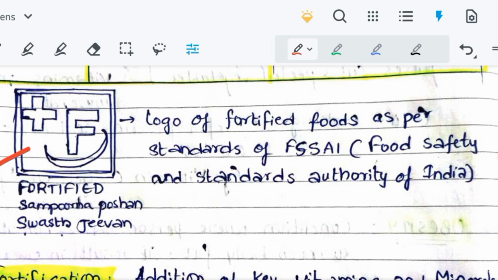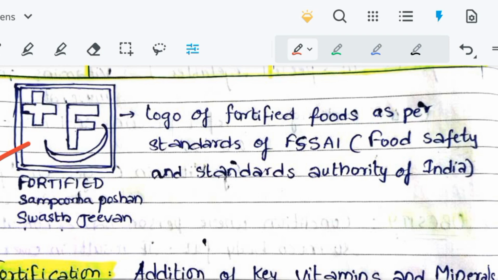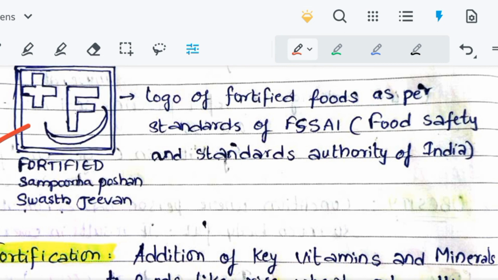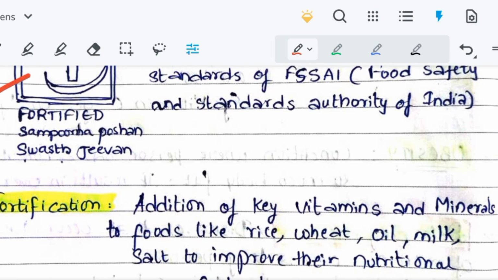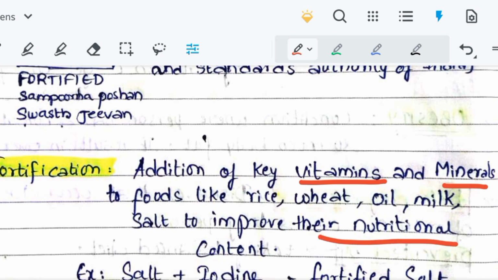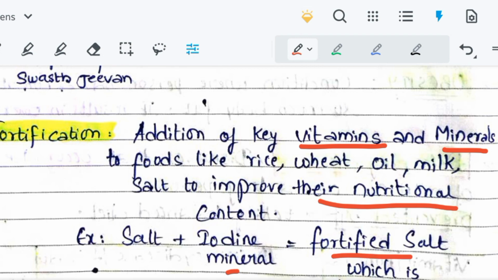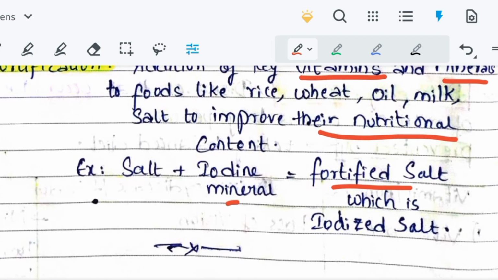Fortified in the sense, whenever say for example iodine is added to the salt, so that the people who are living in hilly areas, they started getting lots of iodine deficiency cases. But salt is a common thing which is used by each and every person in the society. So government took an initiative of adding iodine into the salt, and introduced salt as a fortified food. Right now, fortification is nothing but adding some key vitamins and minerals to normal regular foods. Okay, so this will improve their natural nutrition content. So therefore salt plus iodine mineral, when added, we call it as a fortified iodized salt. Okay, this is the iodized salt.